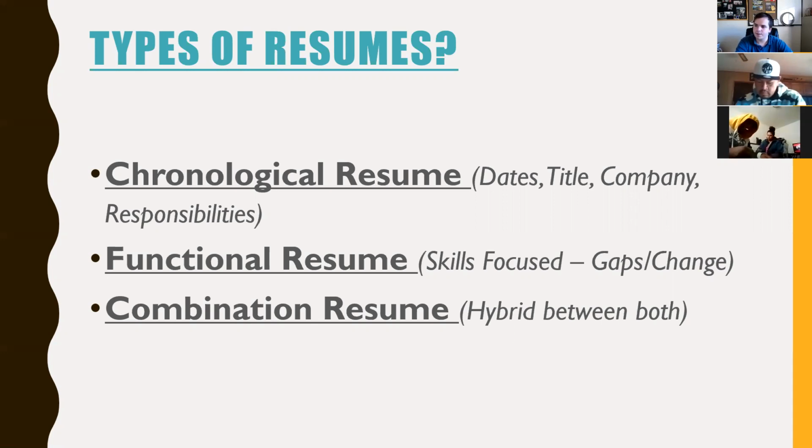So chronological and functional. Then there's a hybrid version, a combination resume. Basically, you're going to highlight the skills that you do have, but you're also going to include things like dates, titles, and the company that you worked for. So it'll be kind of a hybrid. I think mine currently is more of a hybrid resume. It probably leans more towards the chronological resume with some tendencies of the hybrid resume as well. And I have a quick video that we're going to watch that'll go into those details as well.